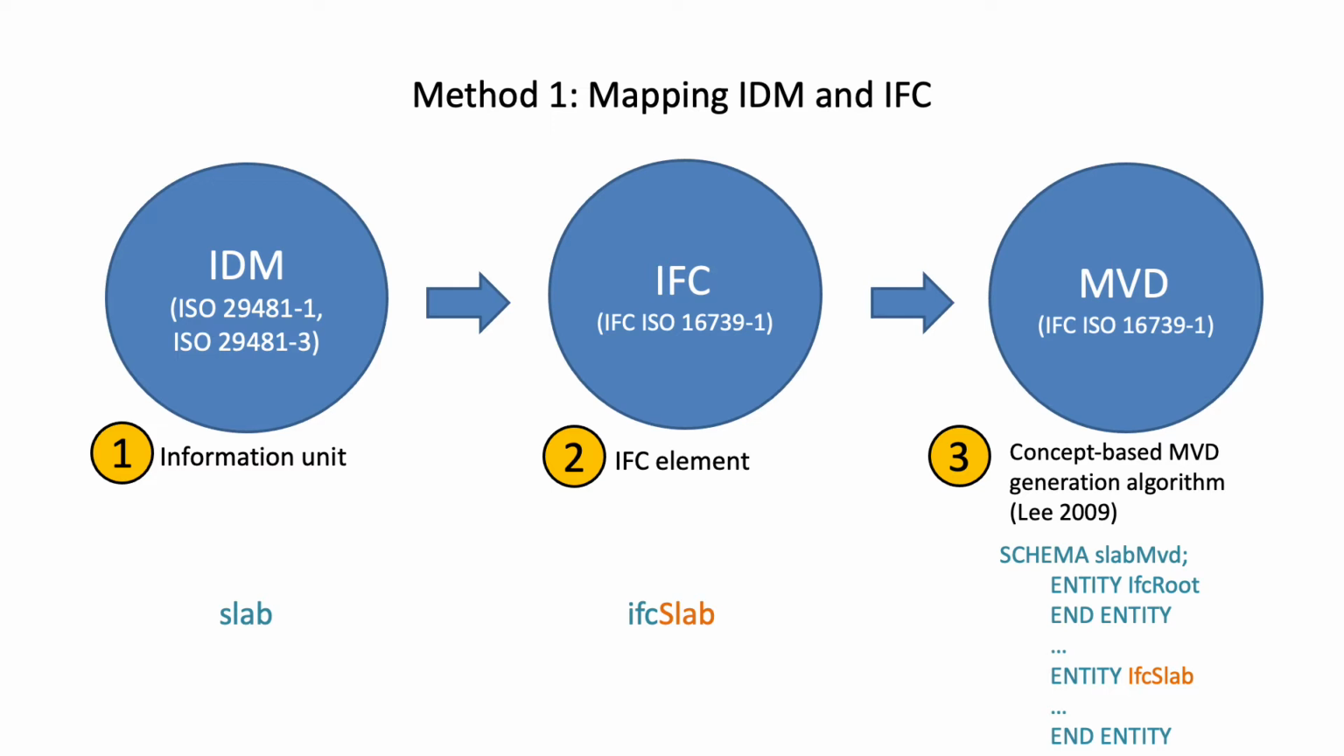But the IFC slab itself is not an MVD. So to create a full valid MVD, we need to grab all the IFC elements that are related to IFC slab, such as IFC root and IFC GUID and so on. Fortunately, we don't have to do that manually. There is an algorithm developed in 2009, which is referred to as concept-based MVD generation algorithm, and we can use that to create a full valid MVD from an individual IFC element.